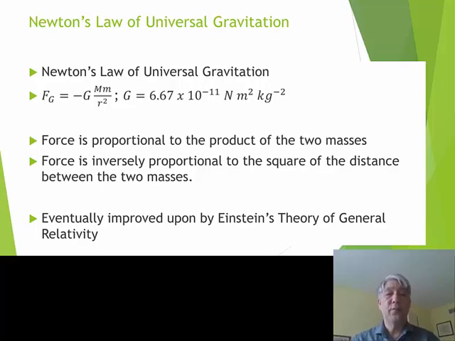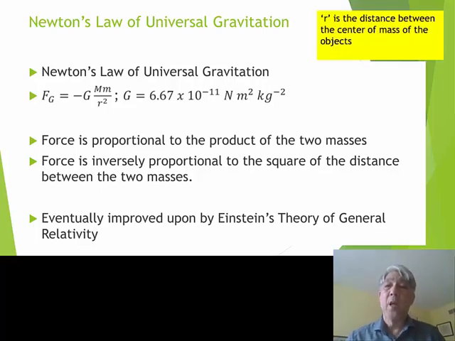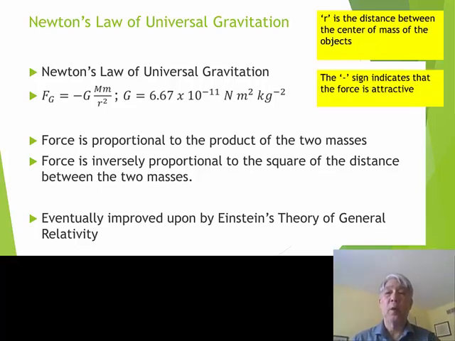This formula was eventually improved upon by Einstein's theory of general relativity, but it's pretty good for the level of physics that we're talking about here. It probably gets you more than 95% of the way there, maybe even 99%. It's important to remember that r is the distance between the centers of mass of the objects. And the minus sign that we see in this formula simply implies that the force is attractive towards the object, or towards zero if we call that object the center, as opposed to away from the object, repulsive.